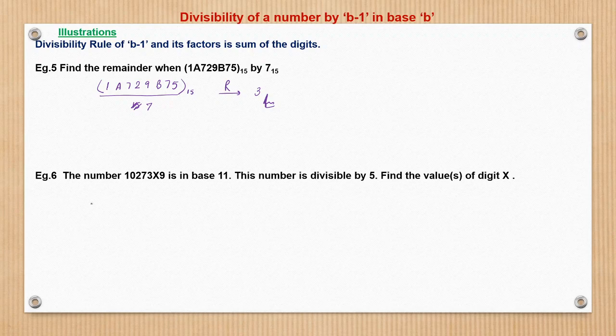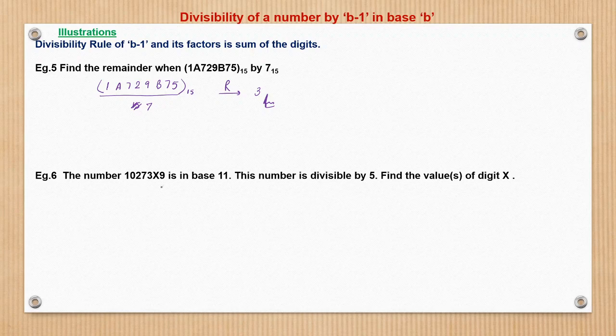So straight away we get the answer. Otherwise, what would have happened? If we had not used this rule, we would have to first convert this number to base 10 by writing 1 into 15 raised to power 7 plus A into 15 raised to power 6, and so on. That would have been really difficult. Using this rule, we can make life very easy.